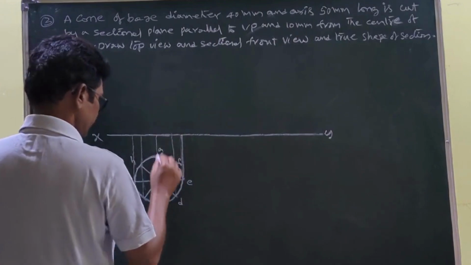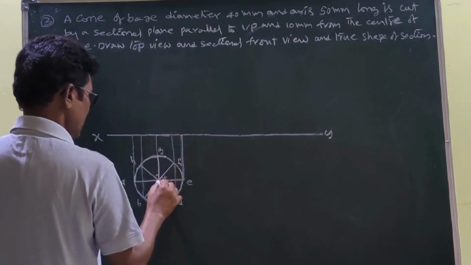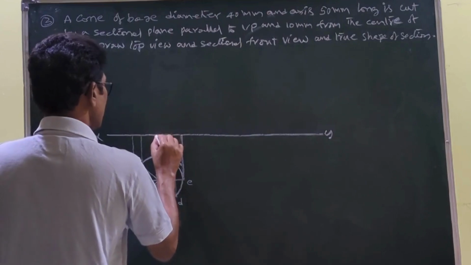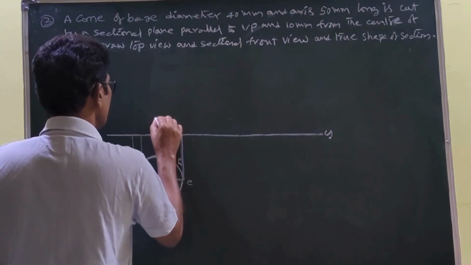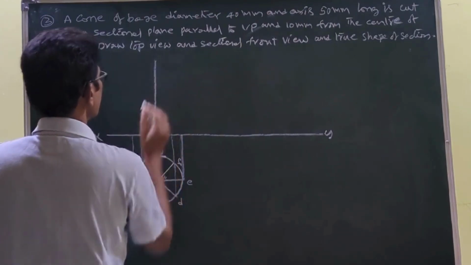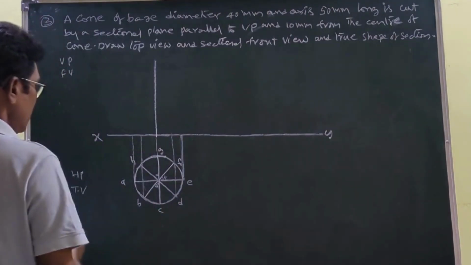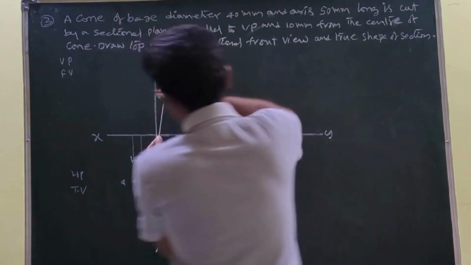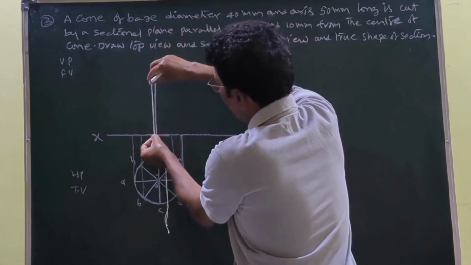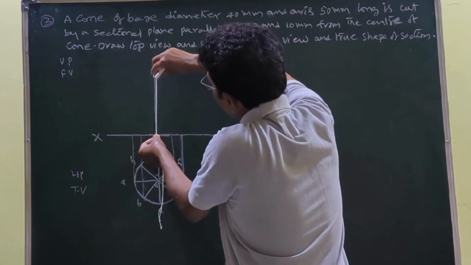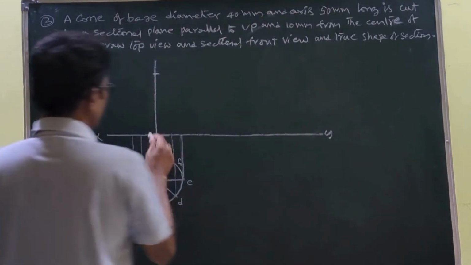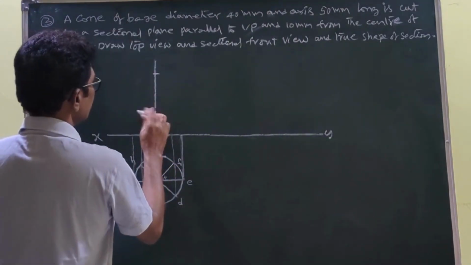And once you draw, this is the axis. This is the O axis. You draw a vertical line perpendicular to the XY line, and this is extended vertically. Then the axis length is given as 50 mm, so with this as a center, you take 50 mm as a radius. You cut it. Okay, this is the axis.